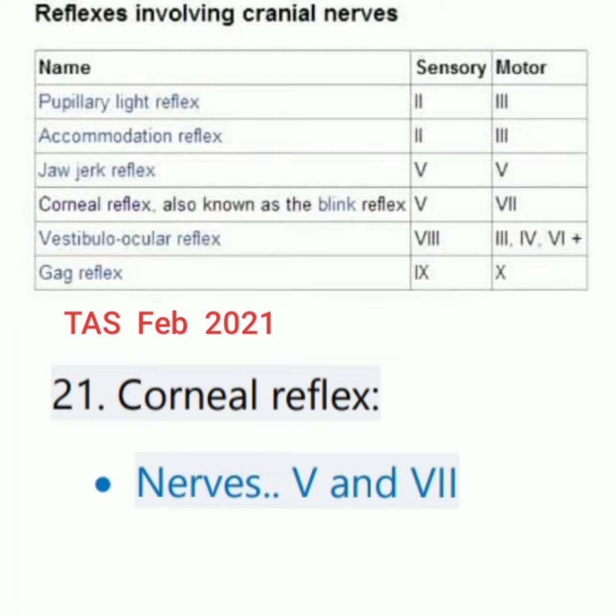Now there is a question that can come in the exam: in corneal reflex, which cranial nerves are involved? That is number 5 and 7. Number 5 is trigeminal nerve and number 7 is facial nerve. We check corneal reflex by checking trigeminal and facial nerve. So any reflex can come in the exams. The whole box is important. You need to remember the whole box, every line.